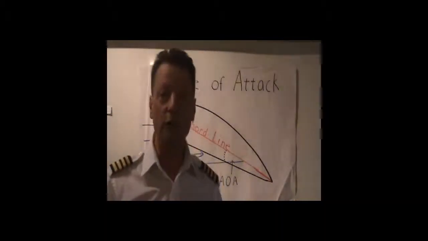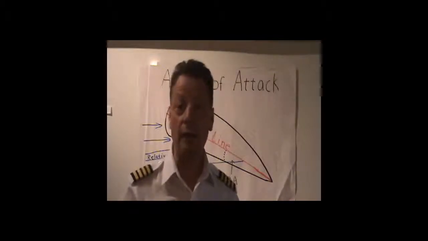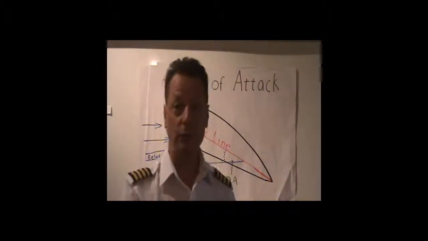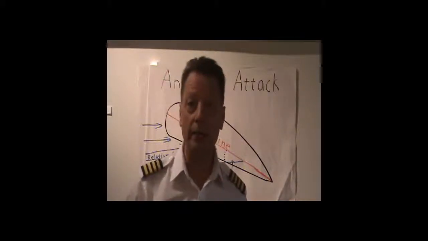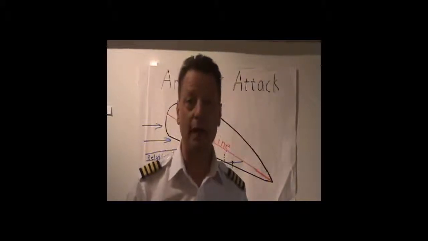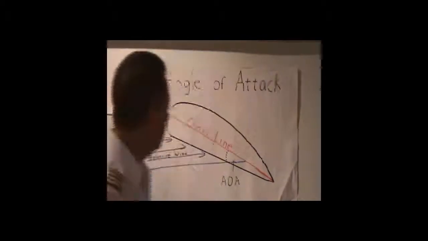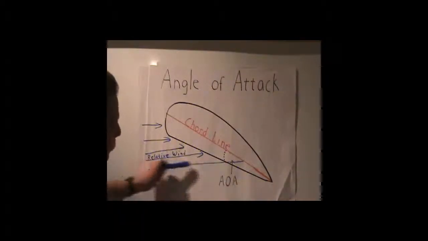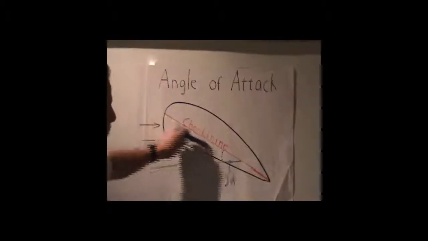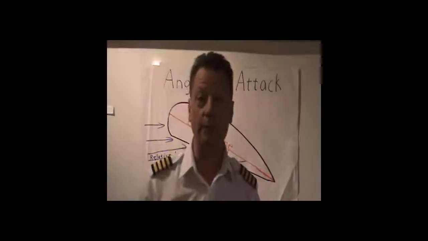Now, this is important that you understand this right here. Relative wind, do not confuse it at all with the wind that you feel when you're out on the airport. You can have a 50-mile-an-hour wind, but that will not affect the relative wind. The relative wind is created by the wing traveling through the air. All right? So our angle of attack is this angle from the direction of the relative wind to the chord line.